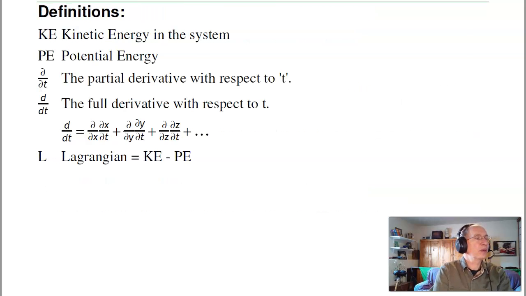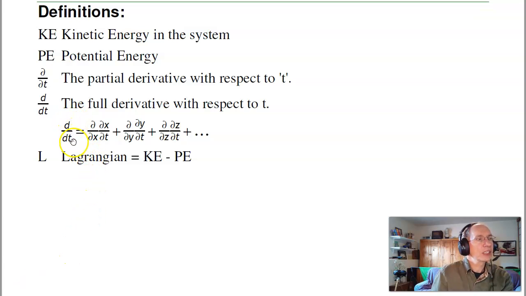Now, before we start, let's go through a couple definitions. Kinetic energy is your 1/2 mv squared. Potential energy, PE, is mgh. As you raise a ball, it gets more potential energy, less kinetic energy. A del is a partial derivative. A d is a full derivative. And the two are different.